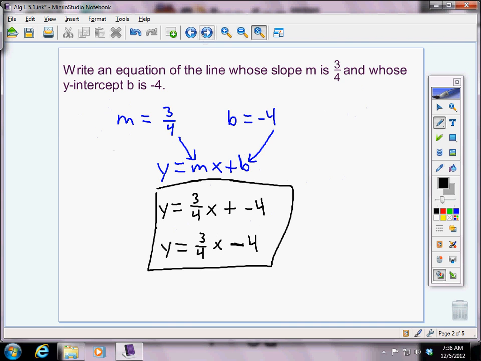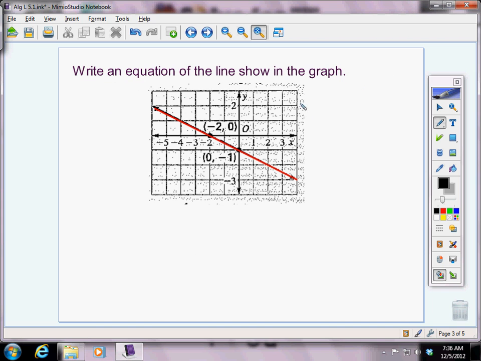Now, there will be times when it's not so obvious. Take a look at this example. It says write an equation of the line shown in the graph. Well, notice up here they don't say m is this and b is this. But we know slope-intercept form is y equals mx plus b. This red line here is our graph. Okay, so we need to know two things. We need to know our slope and we need to know our y-intercept.